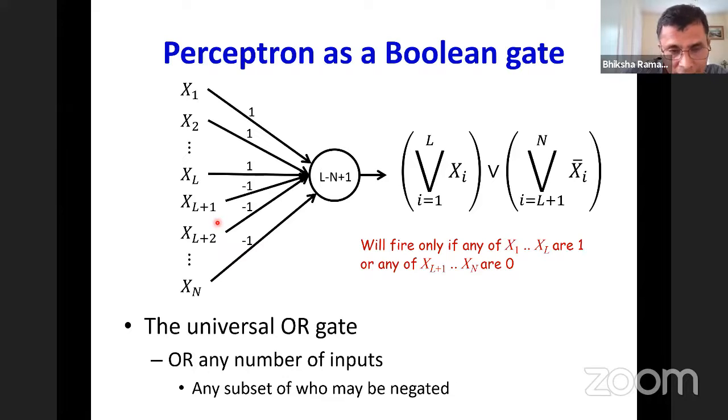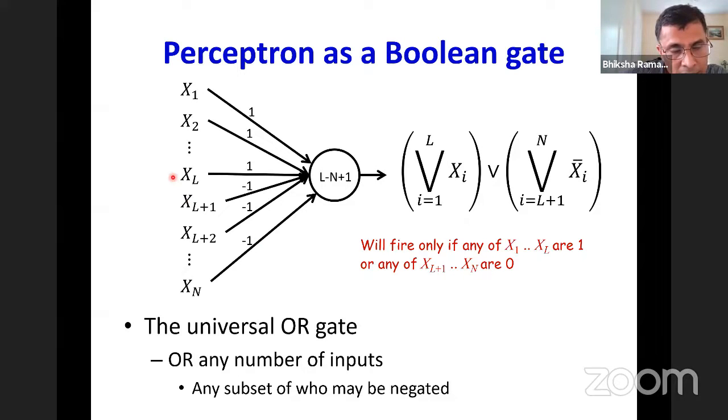That sounds complex, right? It means that if any one of x1 to xl is 1, or if any one of xl plus 1 through xn is 0, it's going to fire. All of those conditions would have to fail for this to not fire. So this is the universal OR gate. I can explain the logic here again.